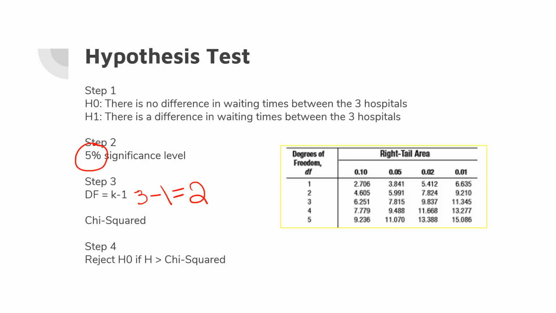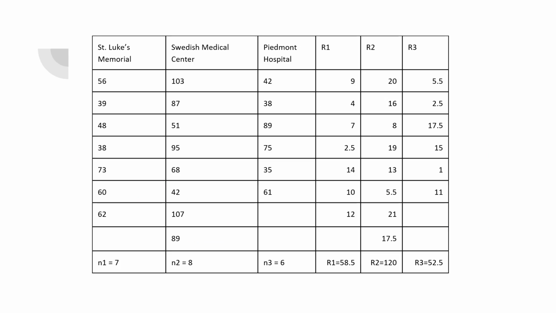So we're going to go over here to our little chi-squared chart, and we're going to pick out 2 degrees of freedom at 5%, and that is going to give us 5.991. So our chi-squared test statistic equals 5.991. So our decision rule is going to be we're going to reject the null hypothesis if H is larger than 5.991. So now we have to calculate H.